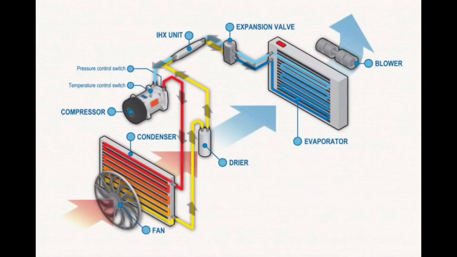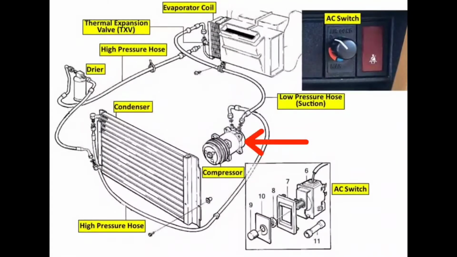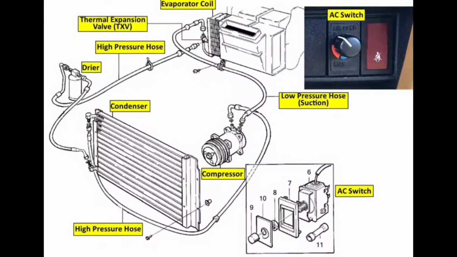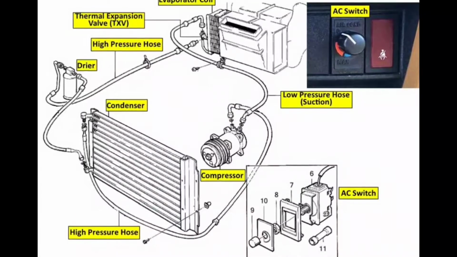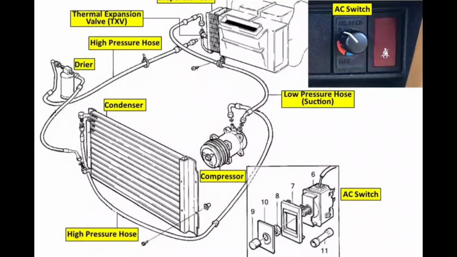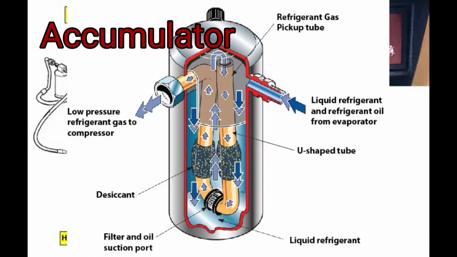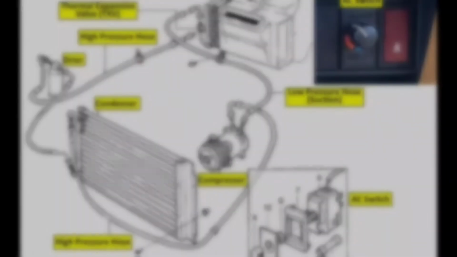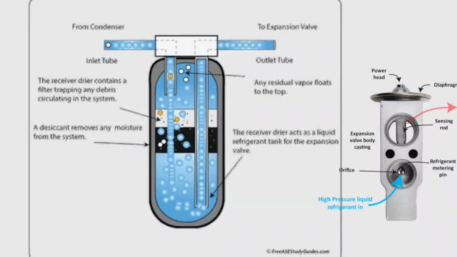An AC system is a closed, pressurized system that consists of an AC compressor, condenser, and depending on the type of system that your vehicle uses, it can either have a receiver dryer and expansion valve, or it'll have an orifice tube and accumulator. Plus the evaporator. So let's talk about the difference between the accumulator and orifice tube versus the receiver dryer and expansion valve.